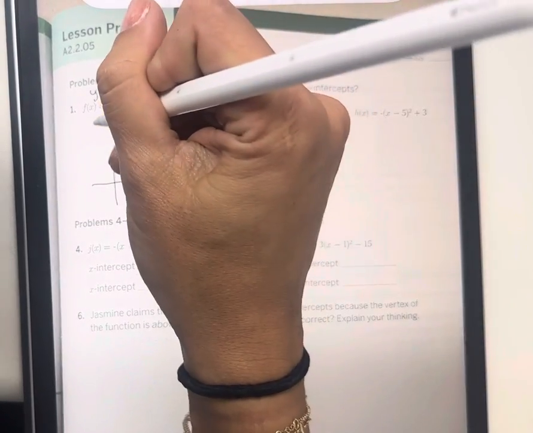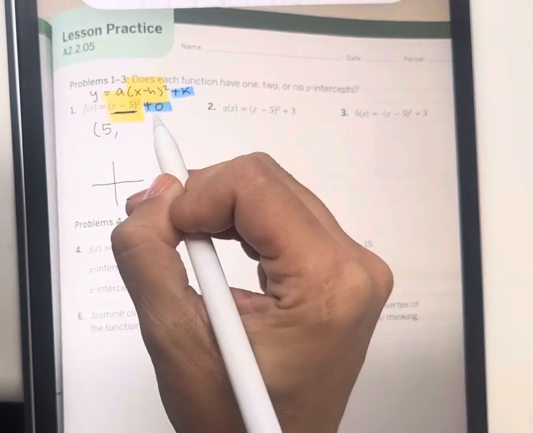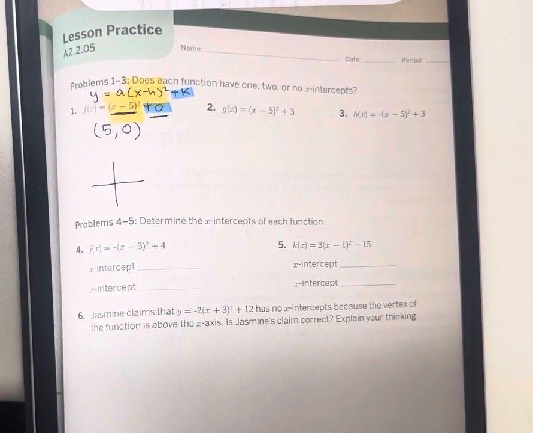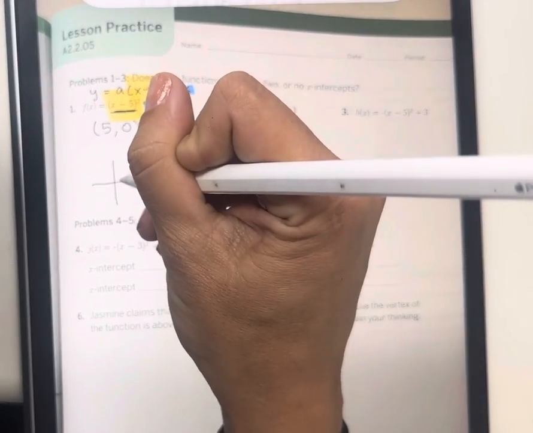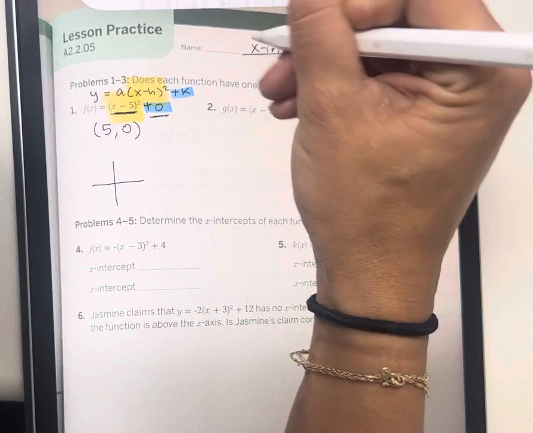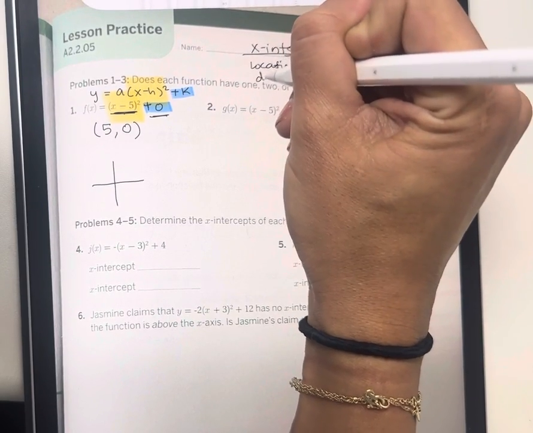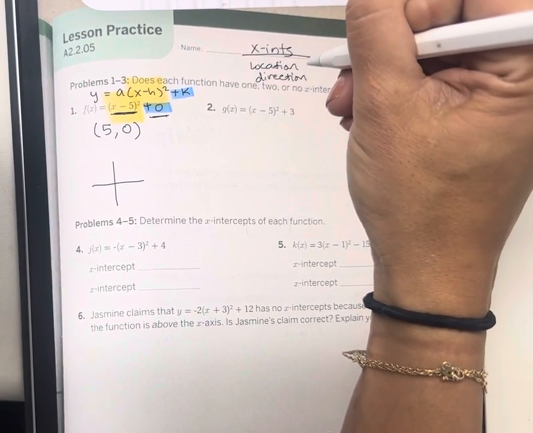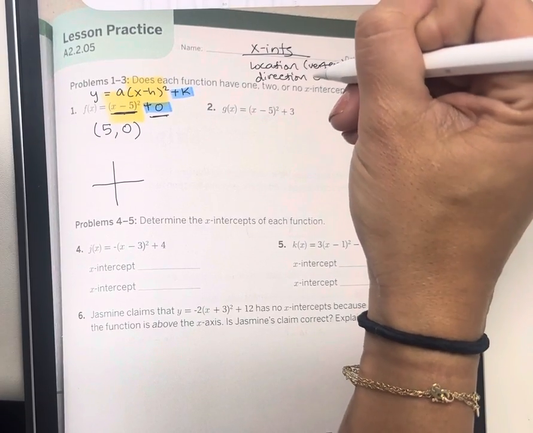So now what's the vertex? Well, it's the opposite of this, not the opposite of this. There's the vertex. And then I go to the vertex, because remember, the key to x-intercepts, figuring out how many, is the location and the direction of the parabola. By location, I mean where's the vertex? And by direction, I mean does it open up or down?